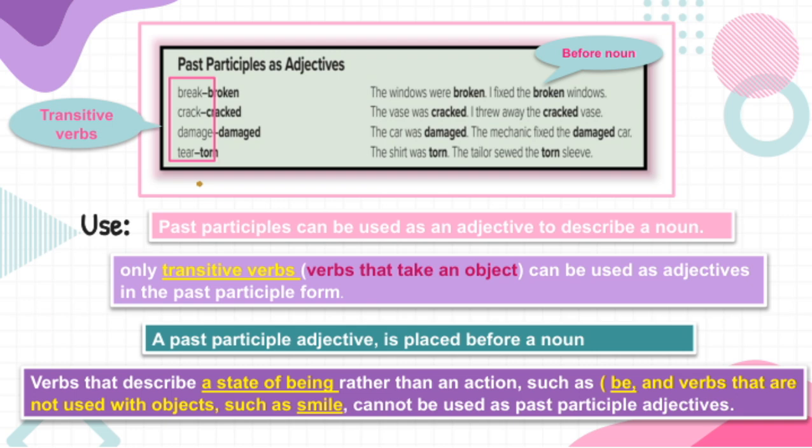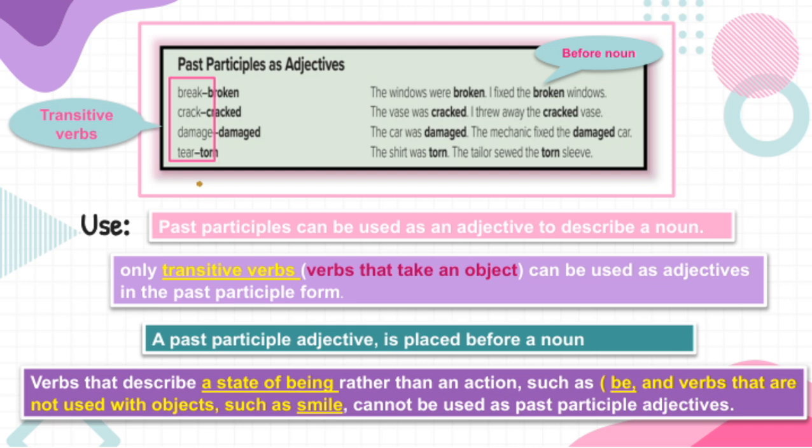It's important to remember that only transitive verbs, those that take an object, can be used as adjectives in this way. So, verbs that describe a state of being, like be, or verbs that aren't used with objects, such as smile, cannot be used as past participle adjectives. For instance, you wouldn't say smiled person or been person.